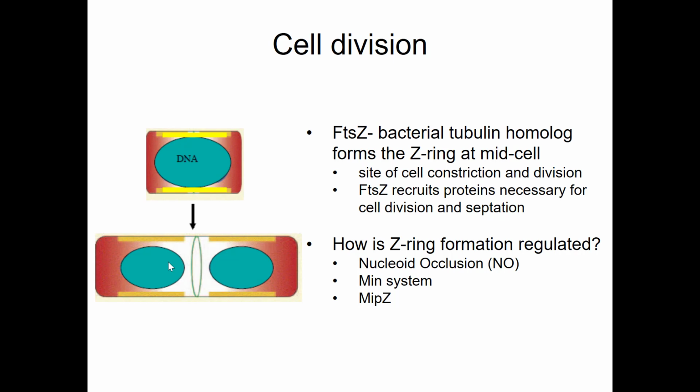Okay, so how does the cell know where to form the Z ring? How does it know where the middle of the cell is? I'm going to tell you three mechanisms that help to tell the cell where the middle of the cell is and where the Z ring should form and where cell division should occur. So we're going to go over the nucleoid occlusion mechanism, the Min system, as well as the protein called MipZ.